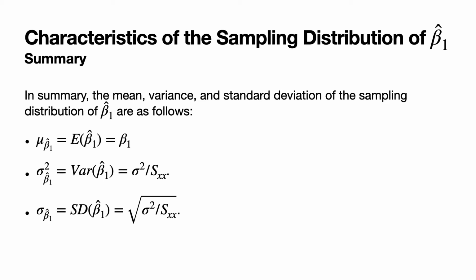The variance of beta 1 hat, sigma squared sub beta 1 hat, is equal to the ratio of the variance of the error terms divided by the uncorrected sum of squares of the x's. And the standard error of beta 1 hat, which is the same as the standard deviation of the sampling distribution of beta 1 hat, is equal to the square root of sigma squared over s sub xx.